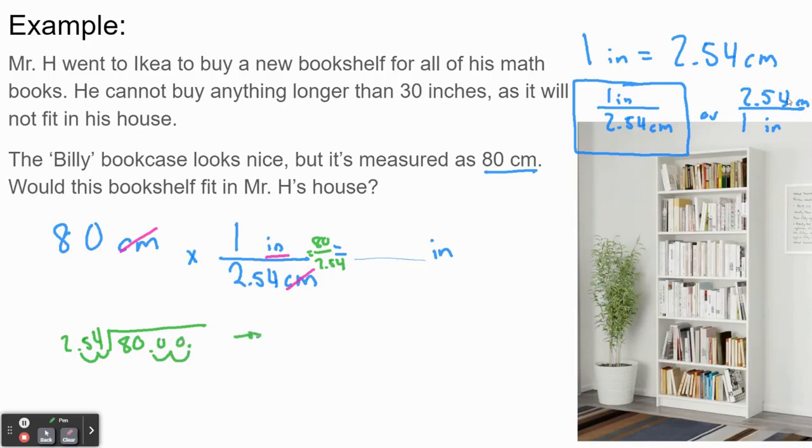So that means our new long division problem is going to be 254 on our outside and 8,000 on the inside. Past this, it's just normal long division. Does 254 go into 8? Absolutely not. Does it go into 80? Still no. Does it go into 800?